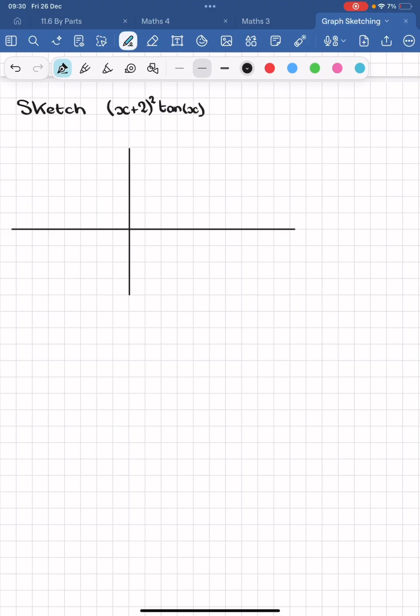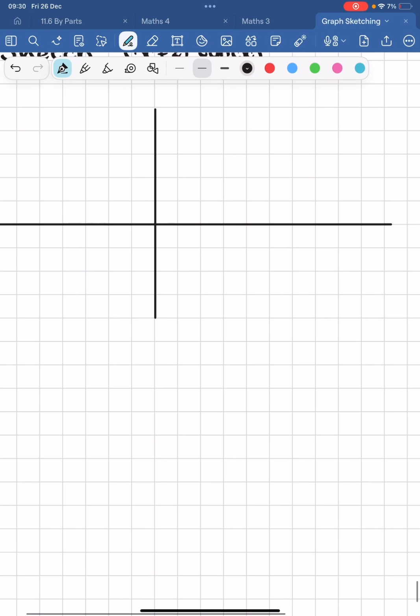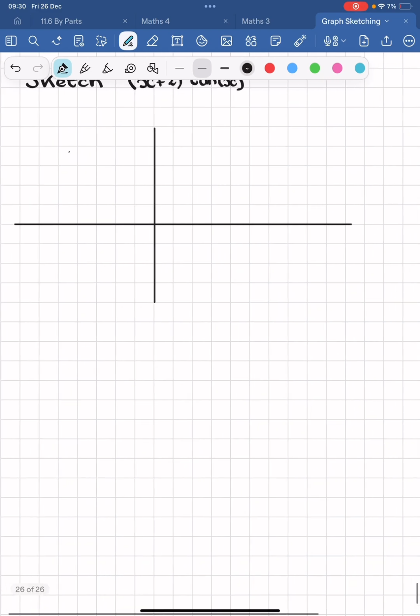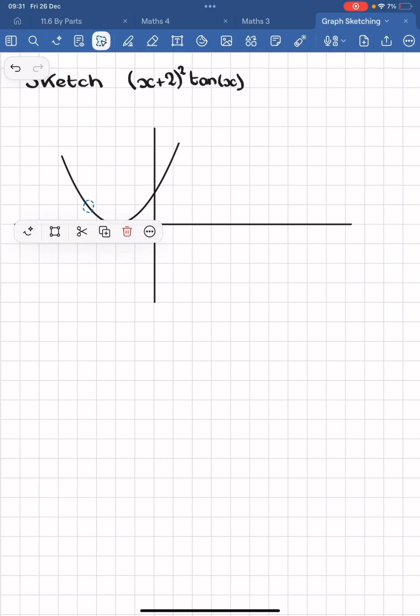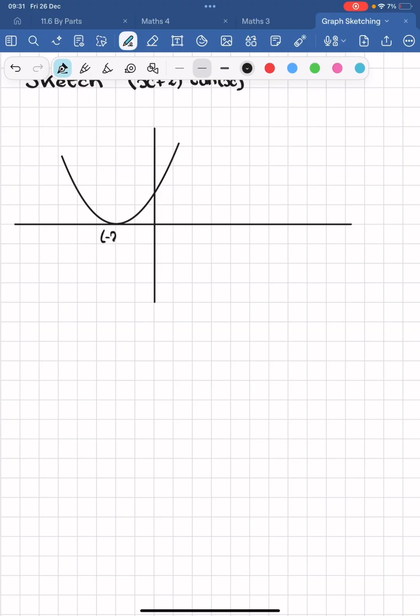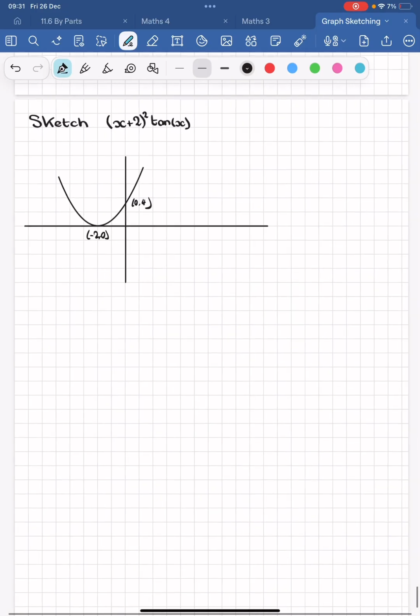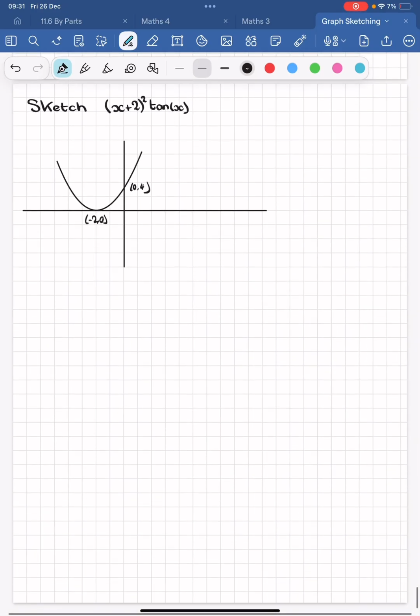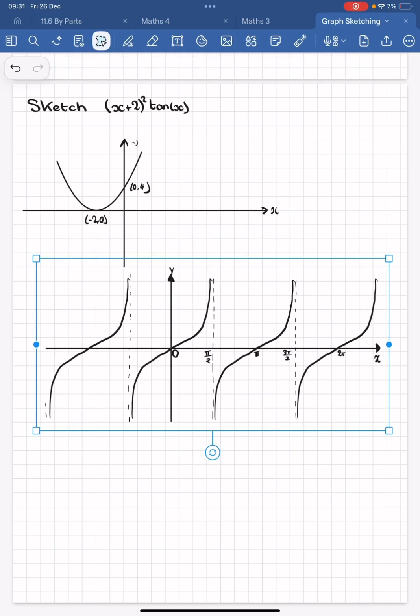So we've got (x + 2)², so we've got a root at minus 2, a repeated root. And we've got a y-intercept of 4. Let's drag that down. Got minus 2, 0, and 0, 4. And also we've got tan x to sketch. So we've sketched that below. There we go, we've got tan x.